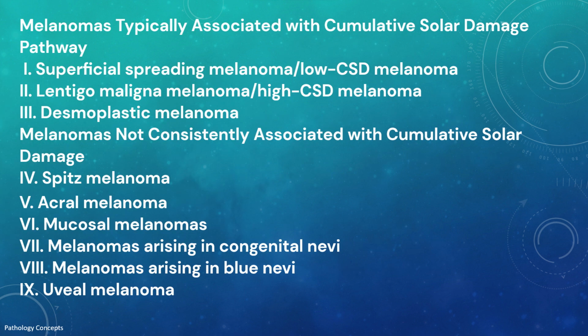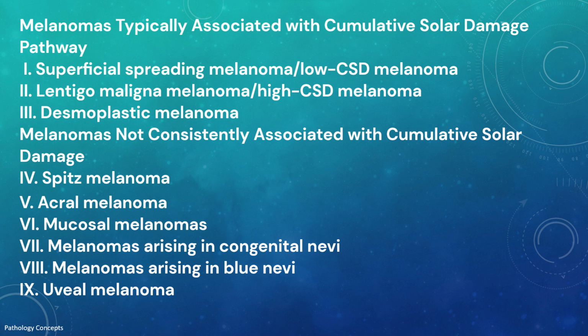The 2018 World Health Organization classification categorized melanomas into the following categories. Melanoma typically associated with cumulative solar damage: pathway 1 is superficial spreading melanoma, or low CSD melanoma. Pathway 2 is lentigo maligna melanoma, or high CSD melanoma. Pathway 3 is desmoplastic melanoma.